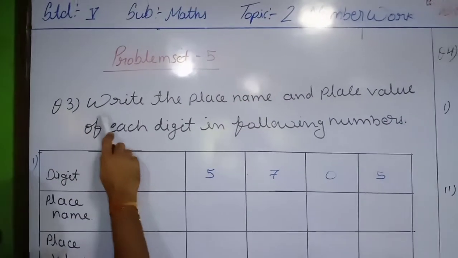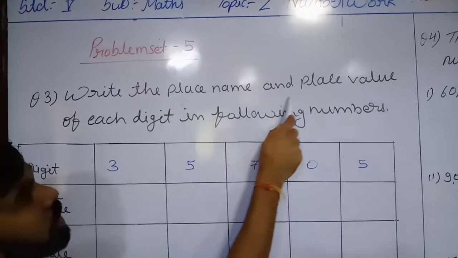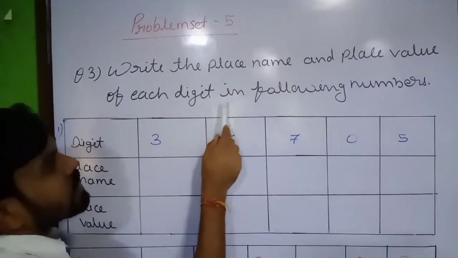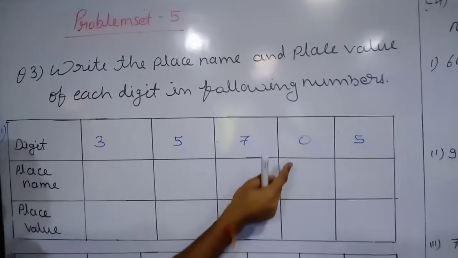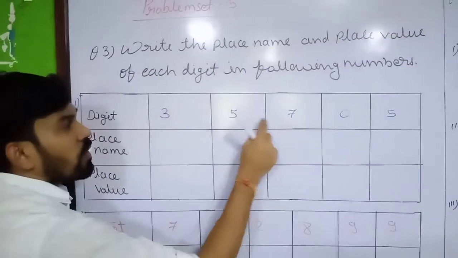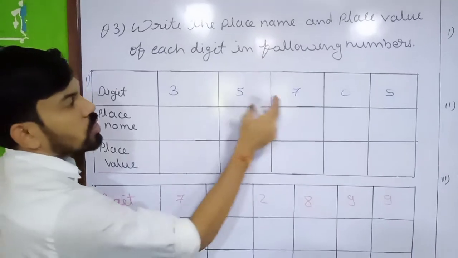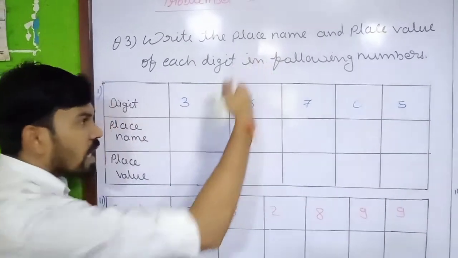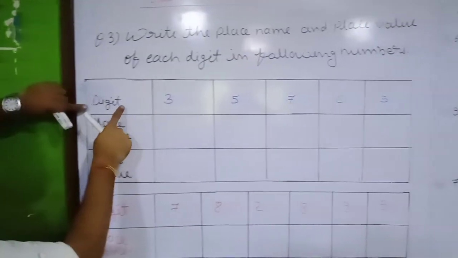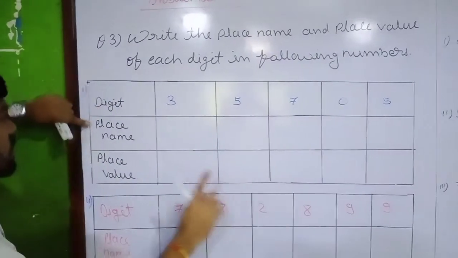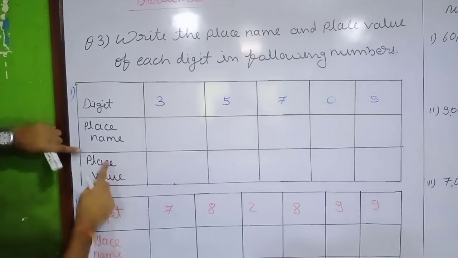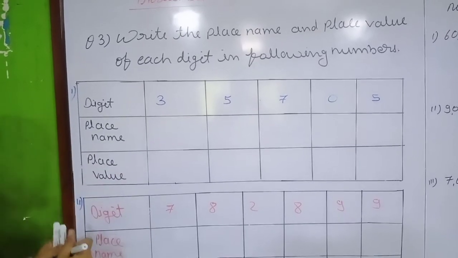Question number 3: write the place name and place value of each digit in the following numbers. Here we have numbers like 50,753 and 35,705. So we have to write in column-wise form. We have to make 3 columns. First, digits; in each column we write 1 digit. Second is place name, and the last is place value.